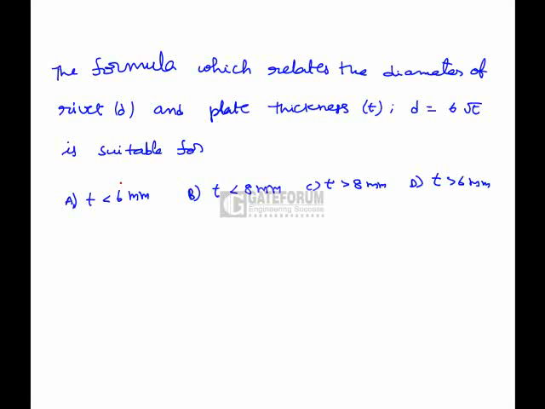The law which relates the diameter of the rivet D and plate thickness T, that is D is equal to 6 root T, is suitable for. So here the right answer is T less than 8 mm. So this formula is suitable for the thickness of the plate less than 8 mm.